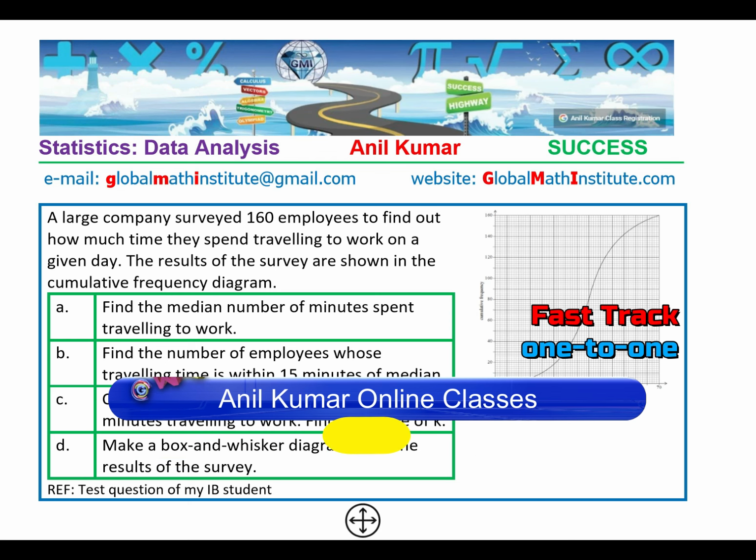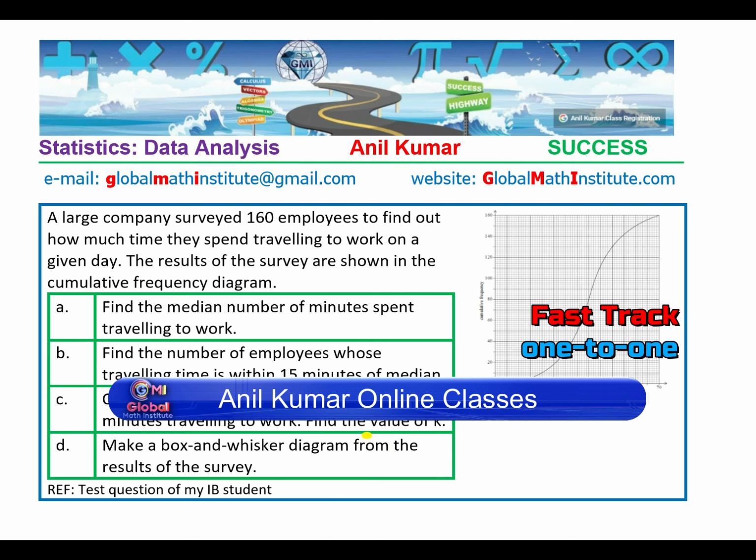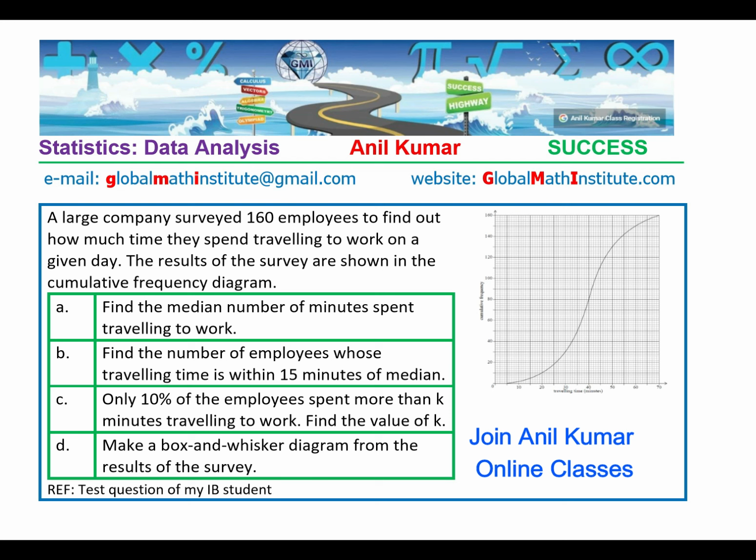A large company surveyed 160 employees to find out how much time they spend traveling to work on a given day. The results of the survey are shown in the cumulative frequency diagram. On the next page, I'll show you a bigger one so that you can really read the values. We need to answer these four questions.